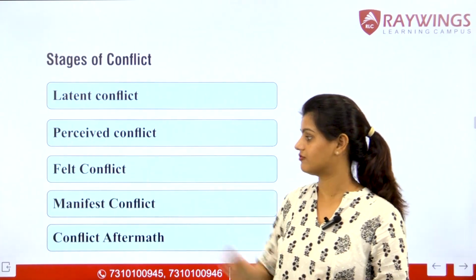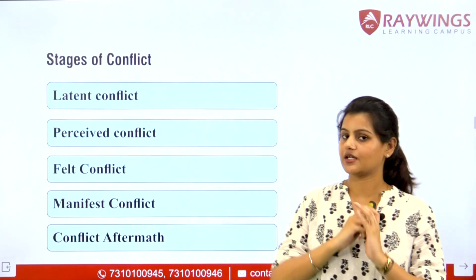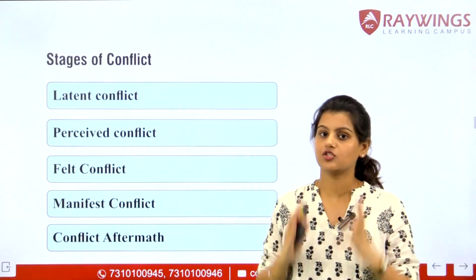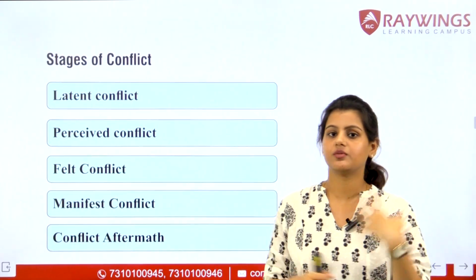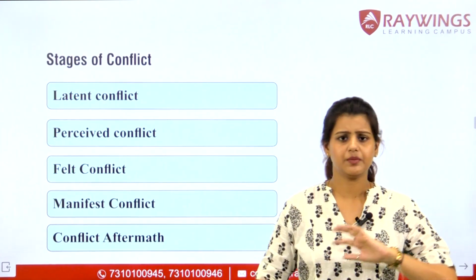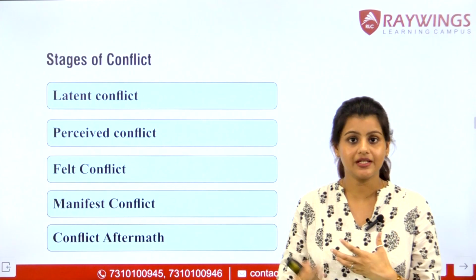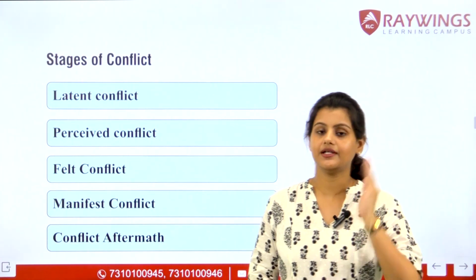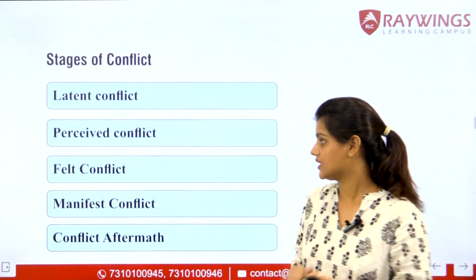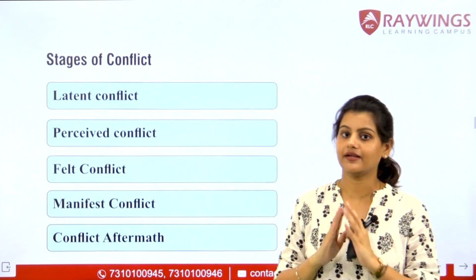Next is felt conflict. So in this, it can be clearly seen. It is completely evident that there is a conflicting situation. Maybe there is a change in the people's behavior, or maybe some people are being shifted to some other department. If these kind of situations are being seen, it means that definitely there is a situation of conflict in the organization or in that place. So in this stage, the conflict can be clearly seen and felt.